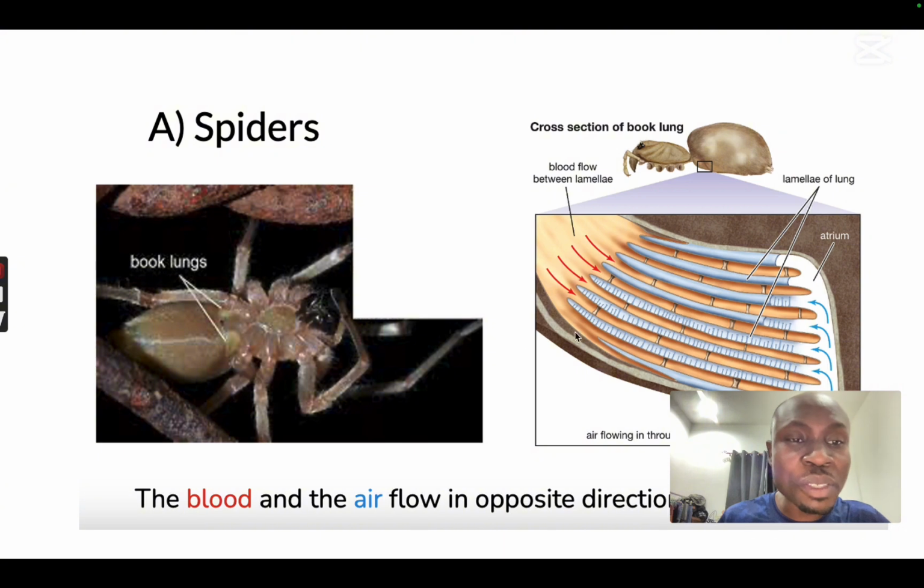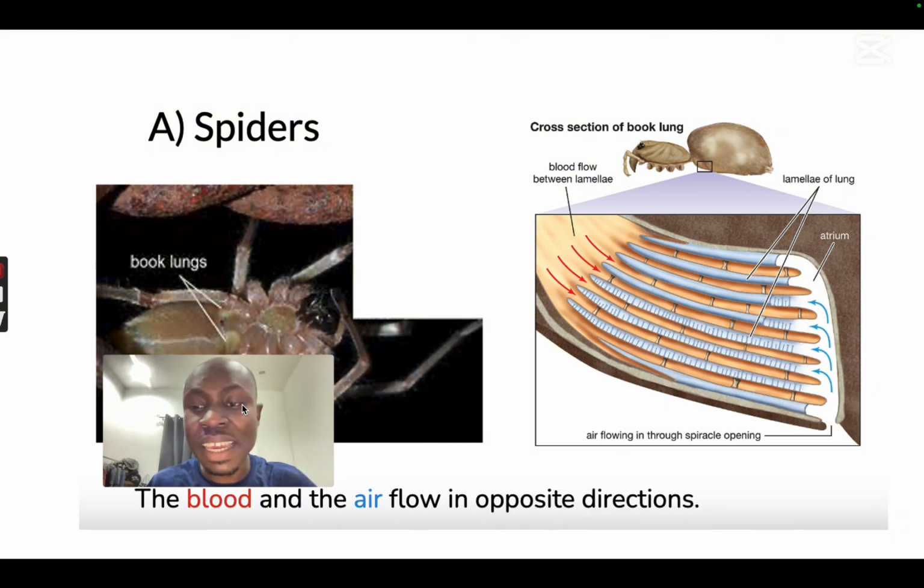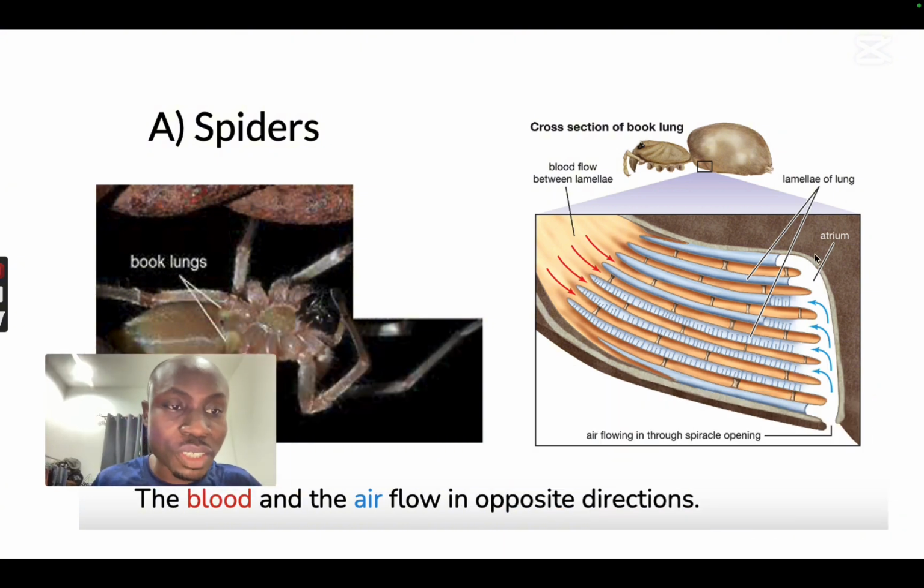If you zoom into a book lung, you're going to see this structure. It looks like the pages in a book and helps to exchange gas. Just like fish, the blood and the air flow in opposite direction. It's a countercurrent exchange so that spiders can absorb more oxygen from the air.